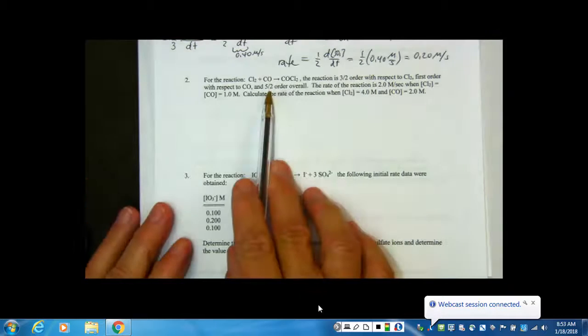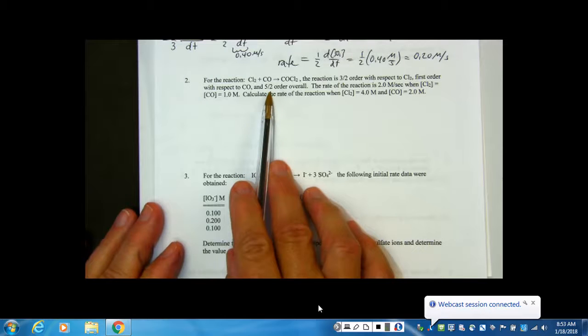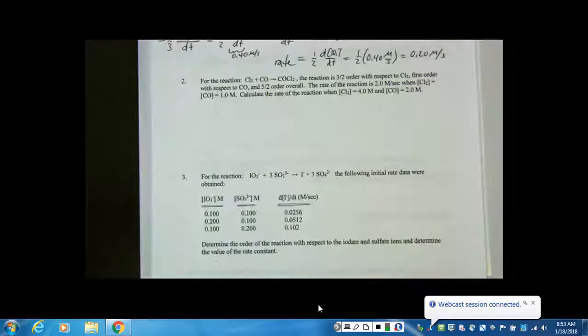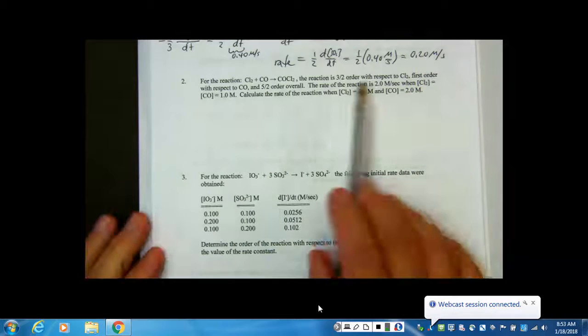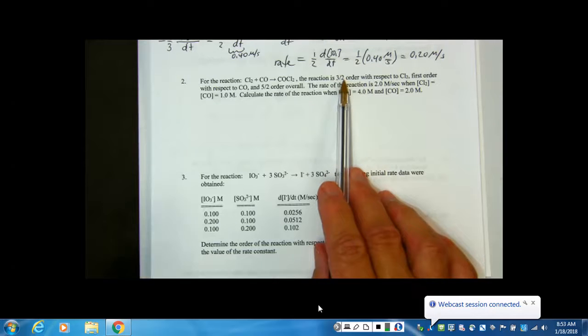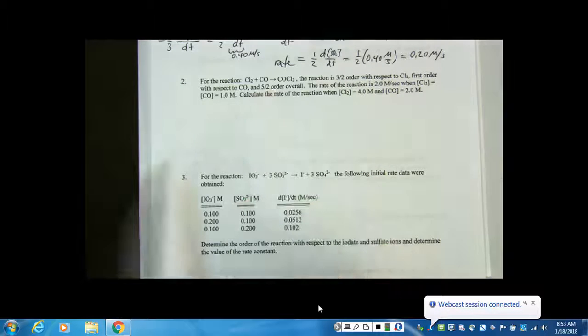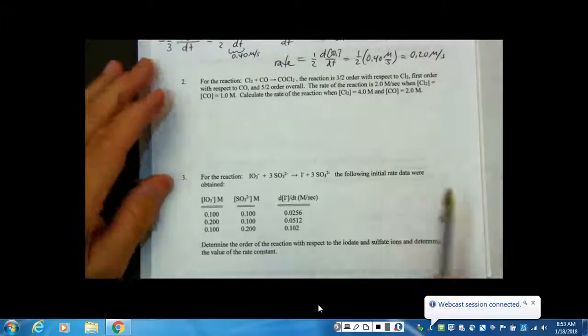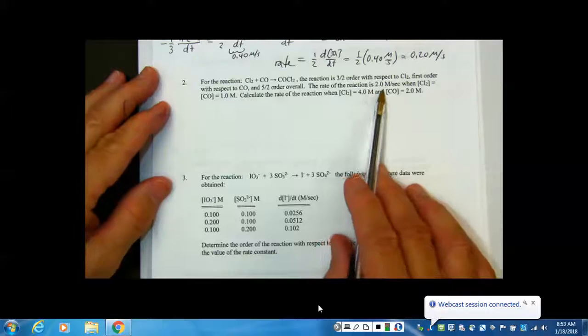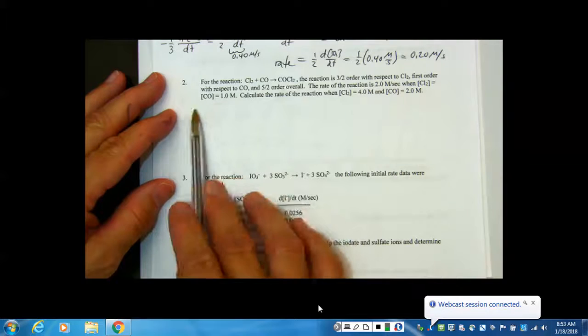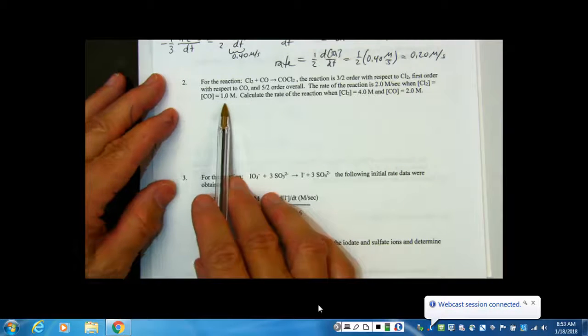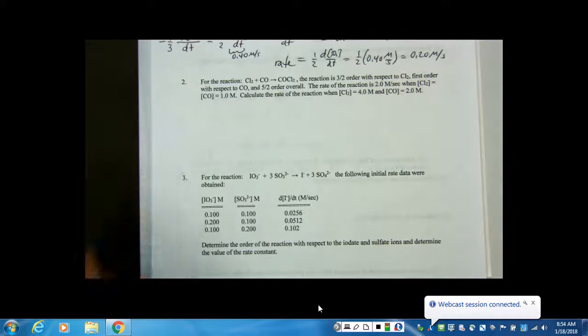Do you see how you get 5/2 order from that? First order means it's 1. 3/2 order, so you've got 3/2 plus 1 equals 5/2. The rate of a reaction is 2 moles per liter per second when the concentrations of both the reactants are equal to 1 molar. What will be the rate of the reaction when the chlorine is equal to 4 molar and the carbon monoxide is equal to 2 molar?